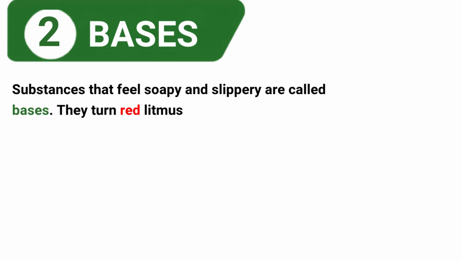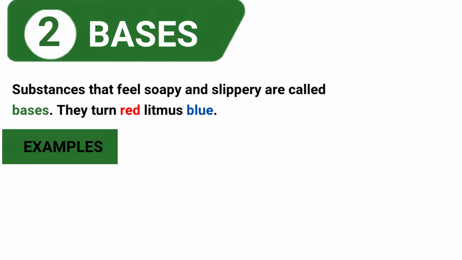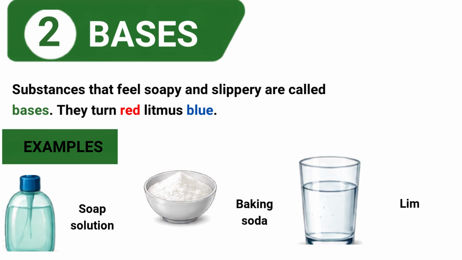Now let us talk about the second substance, which is bases. What are bases? Substances that feel soapy and slippery are called bases. Bases turn red litmus into blue. Some examples of bases are soap solution, baking soda solution, lime water, etc.